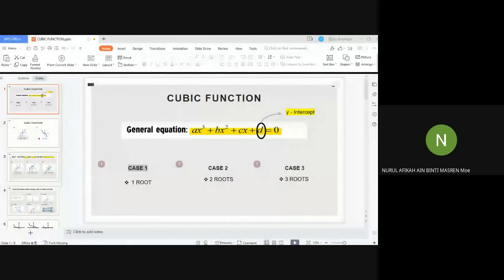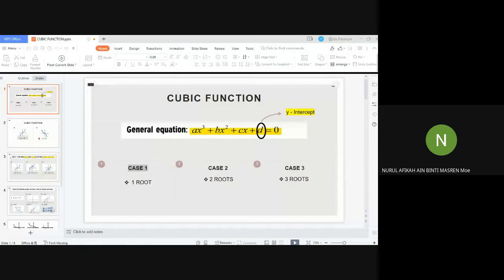Good afternoon, everyone. Our group will be presenting about cubic function. The general equation for a cubic function is ax cubed plus bx squared plus cx plus d. D is the y-intercept. There are three cases in cubic function: case 1, 1 root; case 2, 2 roots; and case 3, 3 roots.